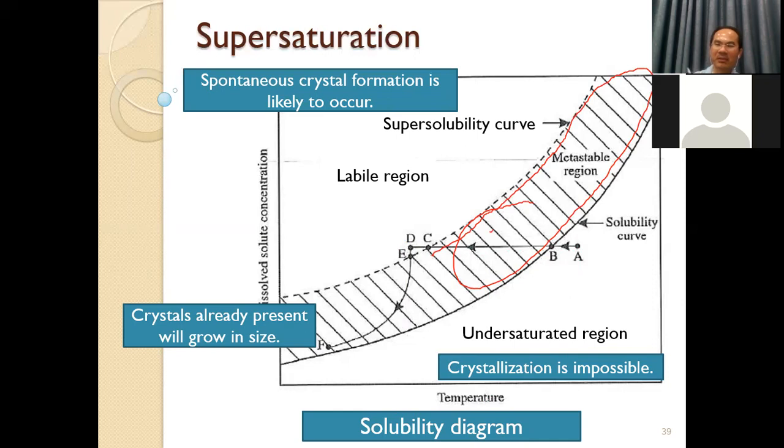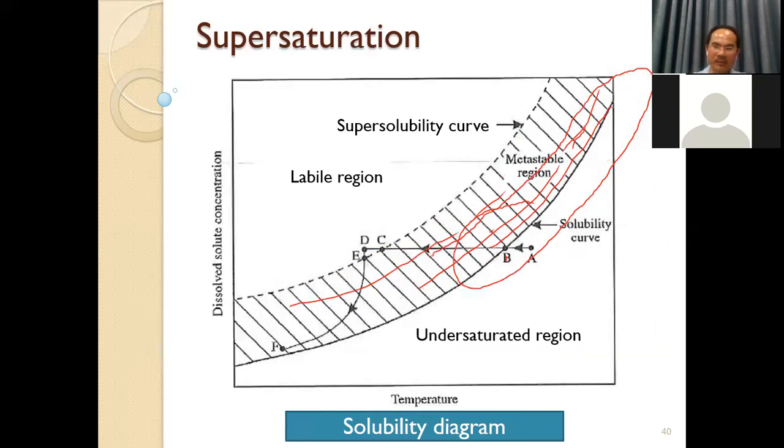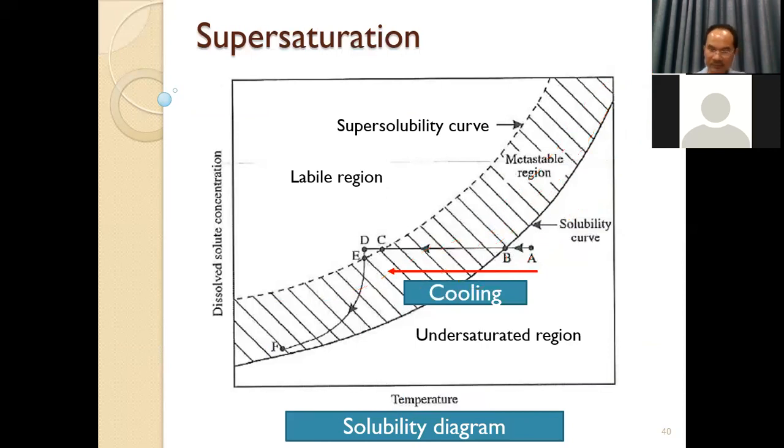But if you would like to control the size, you can feed the solid seed to the solution on this side. The seed that you feed will grow to a larger size, from the smaller size to the larger size. It's the technique to control the particle size. This is the example of crystallization by cooling.